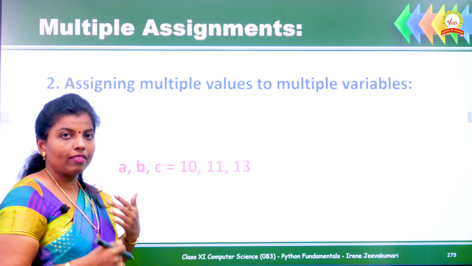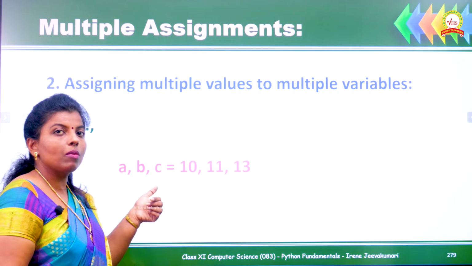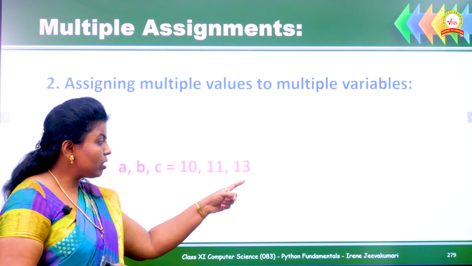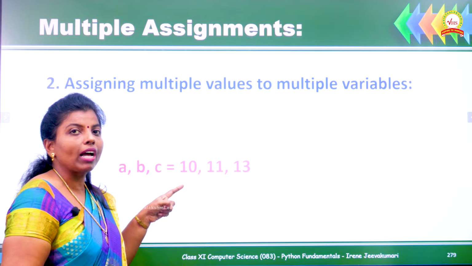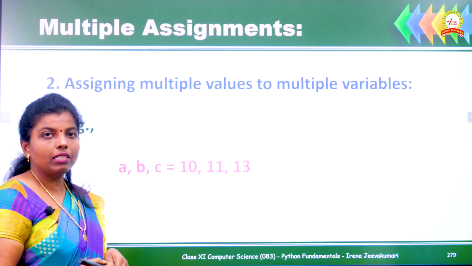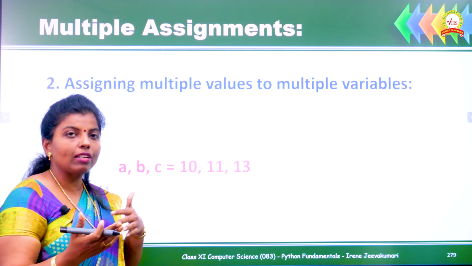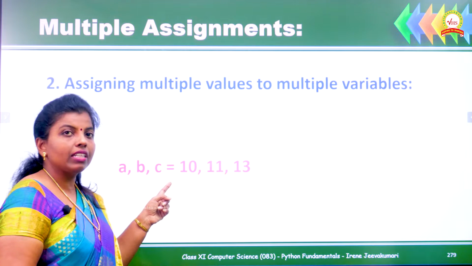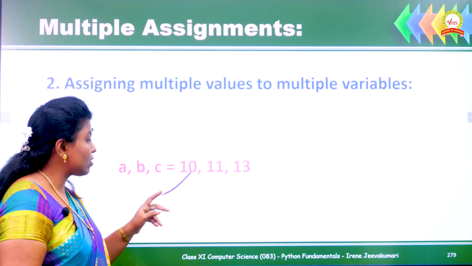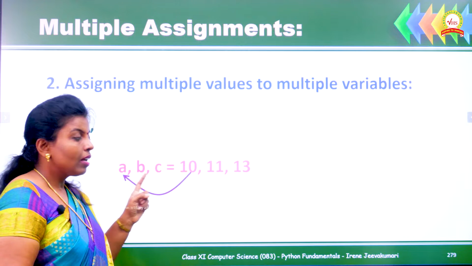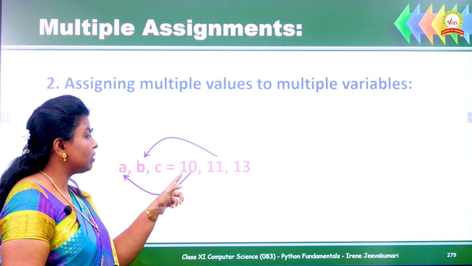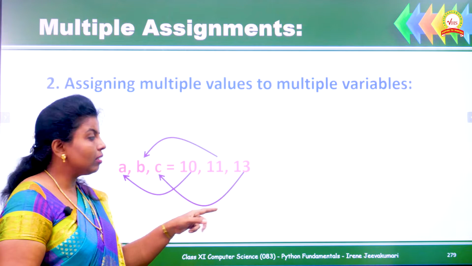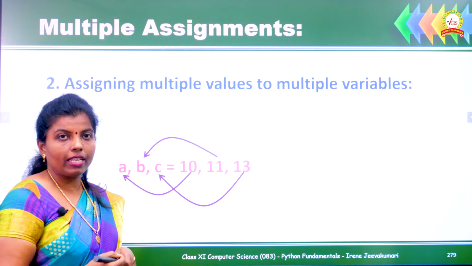Now let us consider the other example. A comma B comma C equal to 10 comma 11 comma 13 is given here. In this example, multiple values are being assigned to multiple variables. So what happens? Let us see. The first value after the assignment operator will be assigned to the first variable, the second value will be assigned to the second variable, and the third value will be assigned to the third variable.